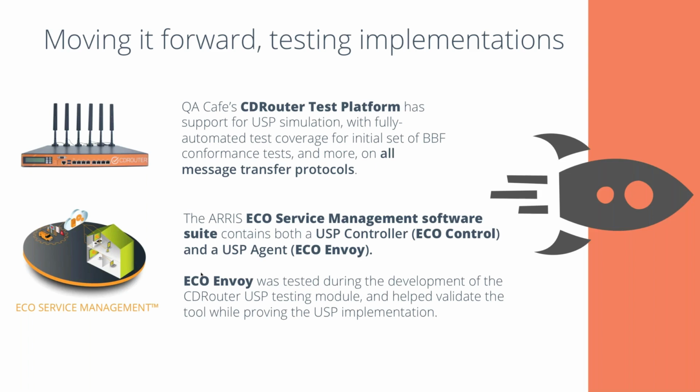Yeah, sure. From the ARRIS side, we've created both a USP controller and the USP agent. The USP controller is called ECO Control, and our USP agent is called ECO Envoy. Both of these components are part of our ECO software suite called ECO Service Management. From an ECO Envoy perspective, that's the one we use for testing with the CDRouter USP testing module. So, that helped validate the testing of the CDRouter module. It also helped validate the ECO Envoy implementation.